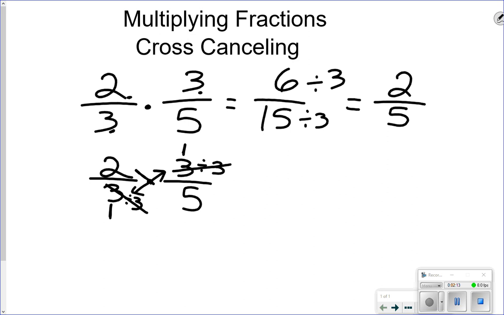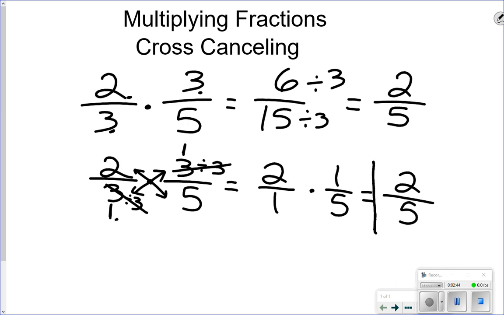We also look at the other two that are across from each other. 2 and 5. 2/5 couldn't be simplified. They don't have any common factors, so we can't do anything with them. Just to clean this up, I'm going to rewrite the problem so it looks a little neater. You won't have to do this. Now we have 2/1, because we changed that 3 to a 1, times 1/5. And now we multiply straight across like we did earlier. 2 times 1 is 2, and 5 times 1 is 5. If you do all the cross-canceling correctly, you don't have to simplify. And it works much, much faster.